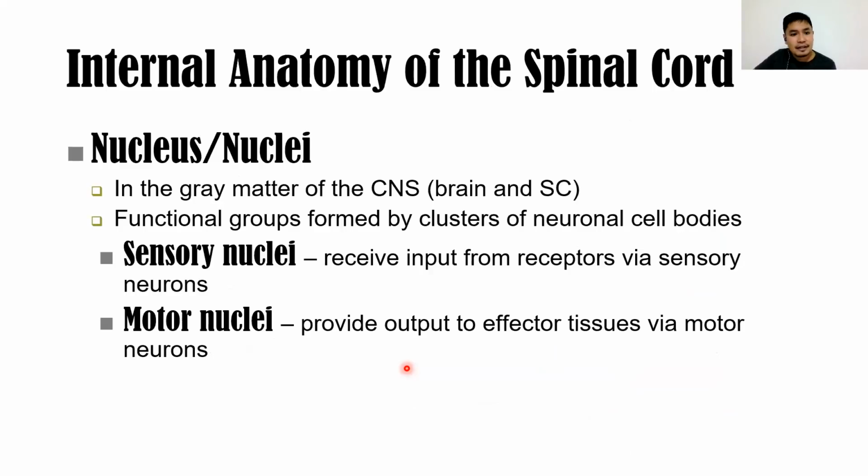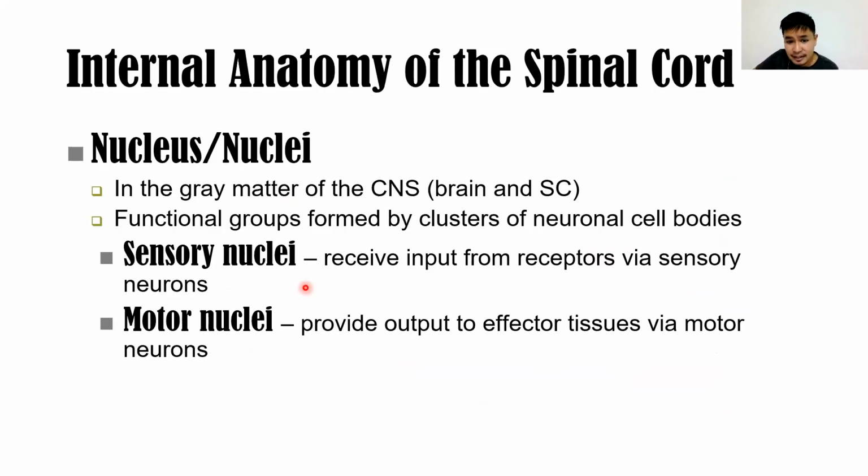So we have the nucleus, or nuclei if there are many. In the gray matter of the central nervous system, the brain and spinal cord, we can locate different nuclei. Nuclei are functional groups formed by clusters of neuronal cell bodies. Cluster sila, marami.